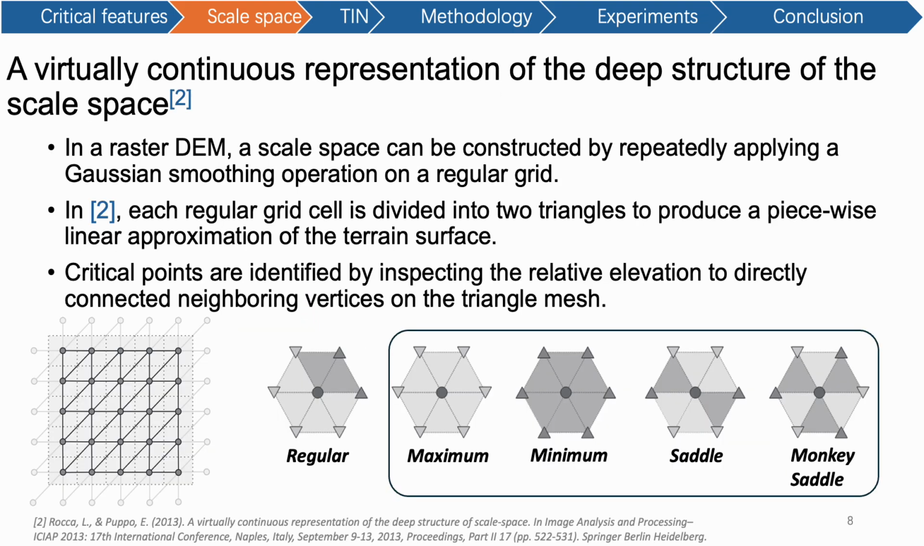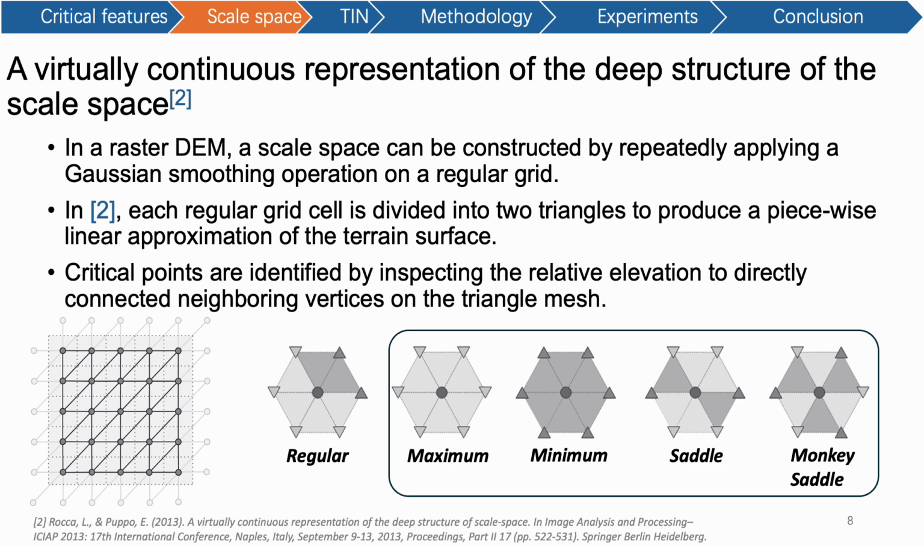Now let's see a previous work by Luigi Rocca, which inspires our work. It makes use of a scale space method to analyze the deep structure. The input is a digital elevation model in raster format. A scale space is constructed by repeatedly applying a Gaussian smoothing operation on this regular grid.